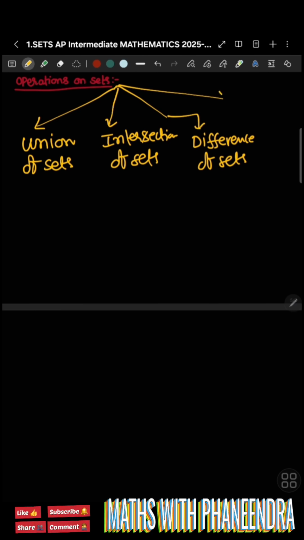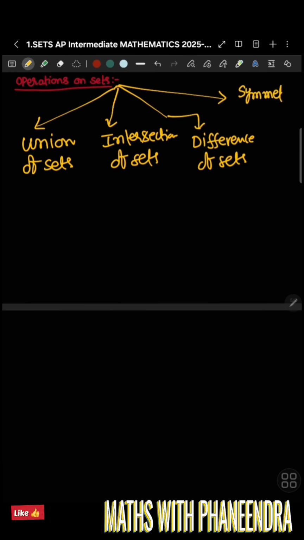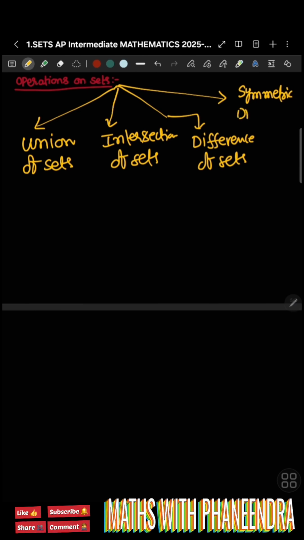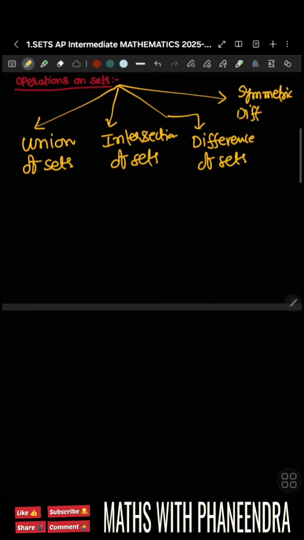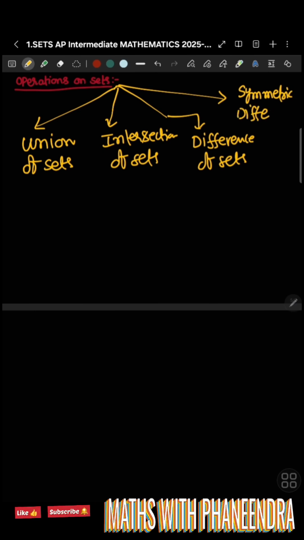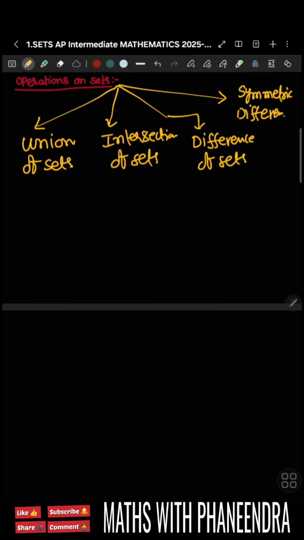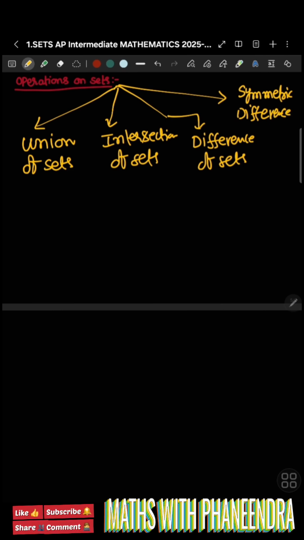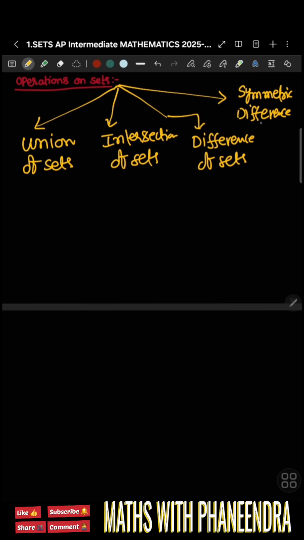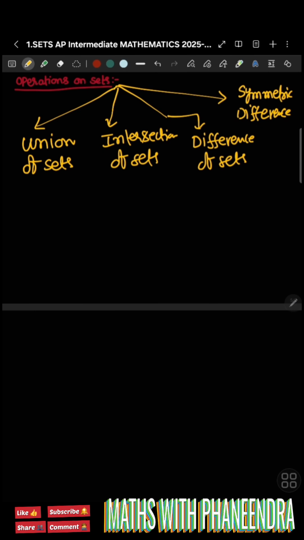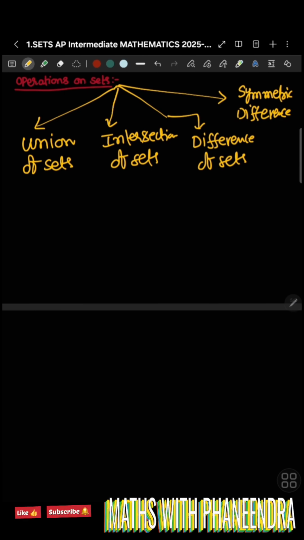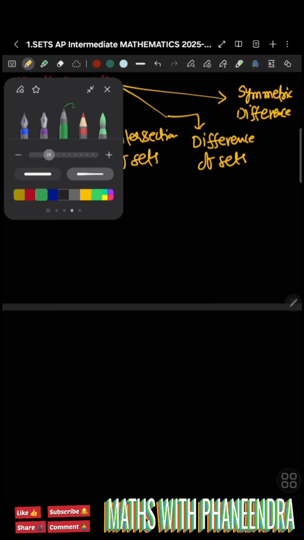Based on difference of sets, another important concept is there, that is symmetric difference. This will play a very important role in competitive exams, dear students, like JEE, symmetric difference of two sets. Okay, let us have a discussion one by one. Union of sets. What is the meaning of union of sets?